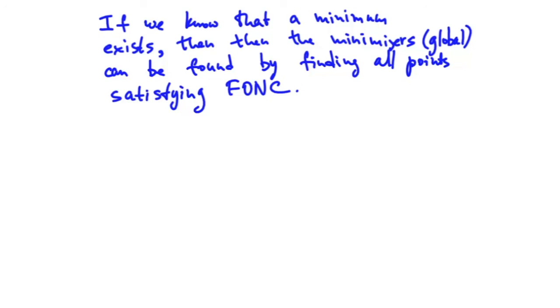But this is assuming that the minimizer exists. How do we know when the minimizer exists? This is actually a very non-trivial and extremely difficult question, but in some cases we can check that the problem satisfies certain conditions which guarantee that the problem will have a minimizer.